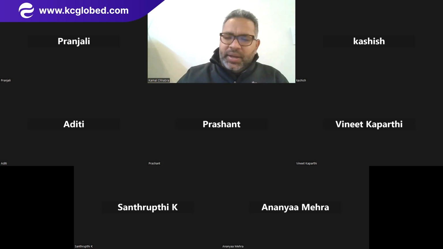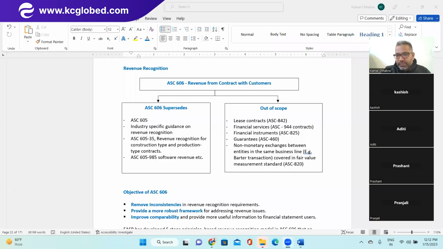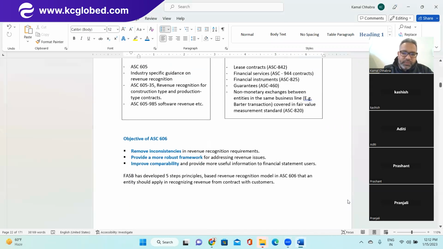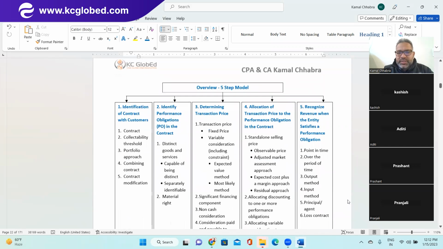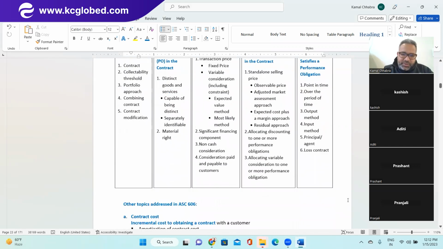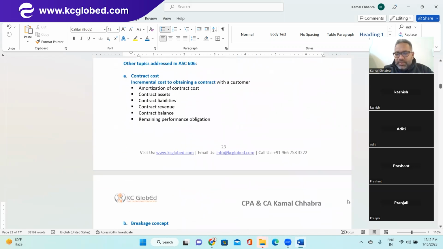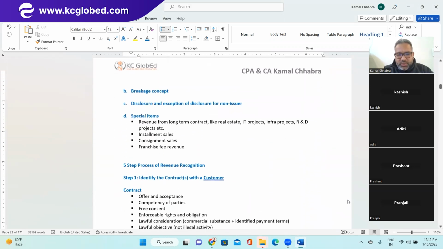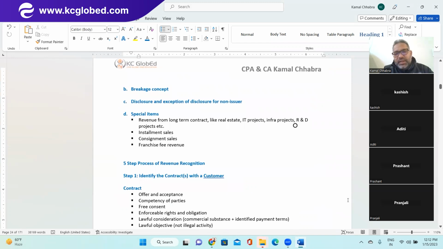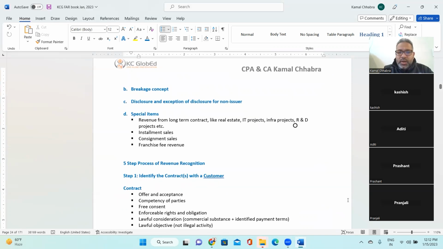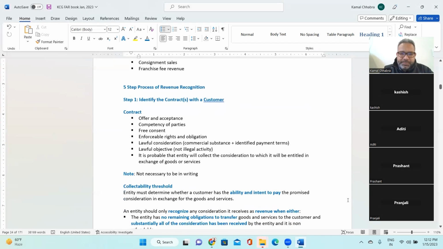Before we went on a break, we have seen a complete overview of the revenue recognition standard, which is ASC 606. In this, we understood why this new 606 was required and what all it has superseded. We understood what is in scope, what is out of scope, what are the objectives. Then we discussed at a high level all the 5 steps, right? And then lastly, we discussed some other topics covered in ASC 606, including contract cost, breakage concept, disclosure, exception to the disclosure for non-issuer, and then some special items.